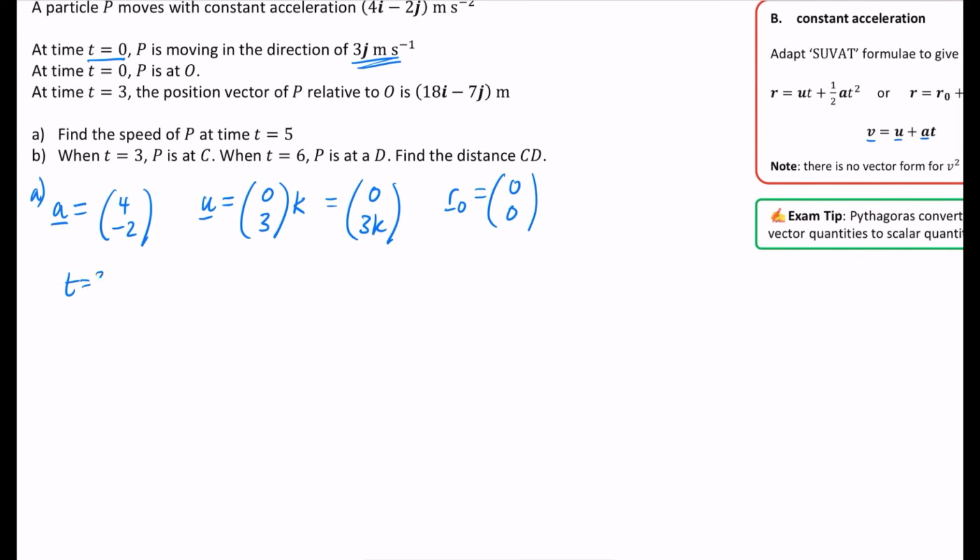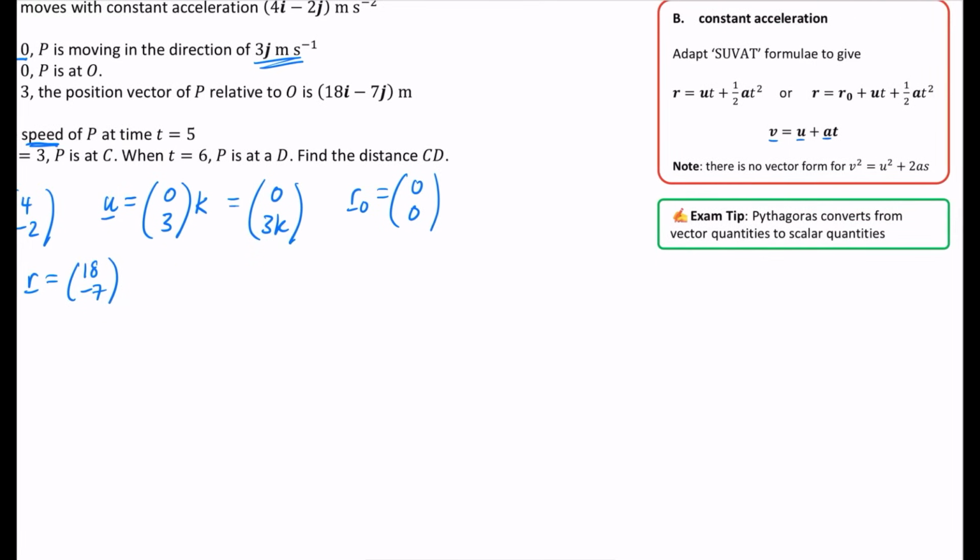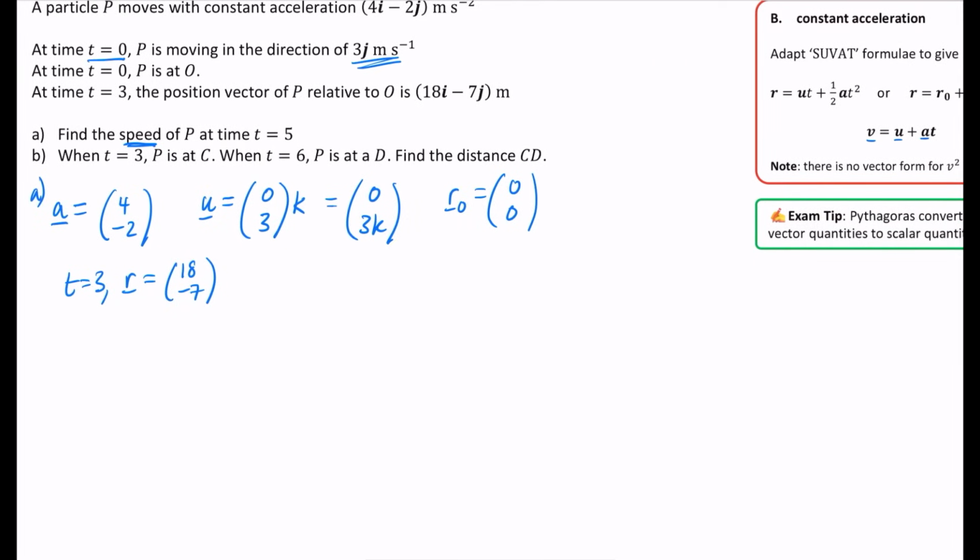And when t is equal to 3, its position vector is 18 minus 7. And the question wants us to find the speed. Interesting, I think we're going to be using this part down here. The speed at time t equals 5.